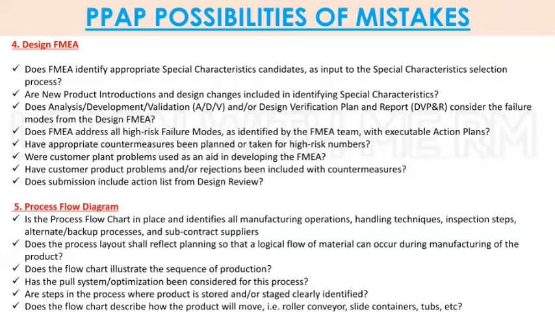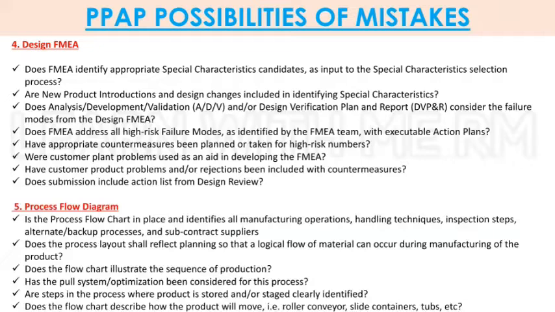Is the process flow chart in place and does it identify all manufacturing operations, handling techniques, inspection steps, alternate, backup processes, and subcontract suppliers? Does the process layout reflect planning so that a logical flow of material can occur during manufacturing of the product? Does the flow chart illustrate the sequence of production? Has the pull system optimization been considered for this process?